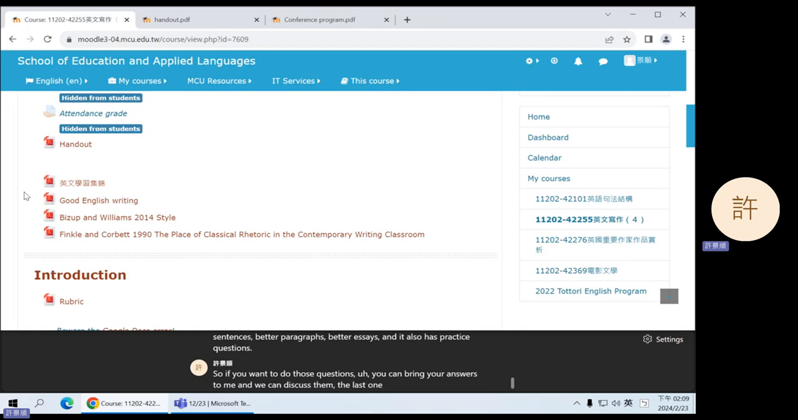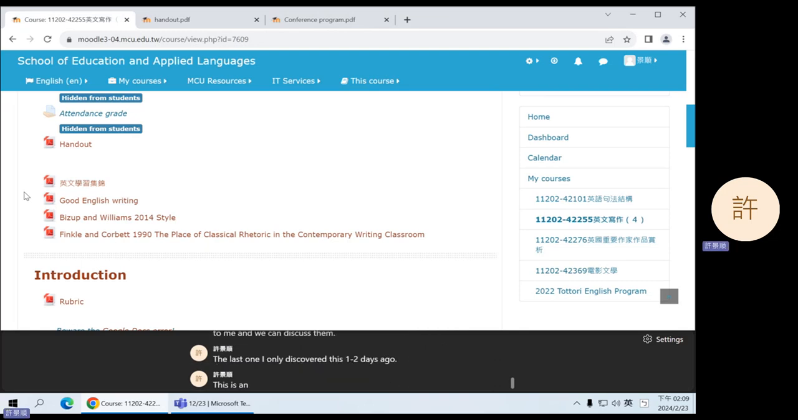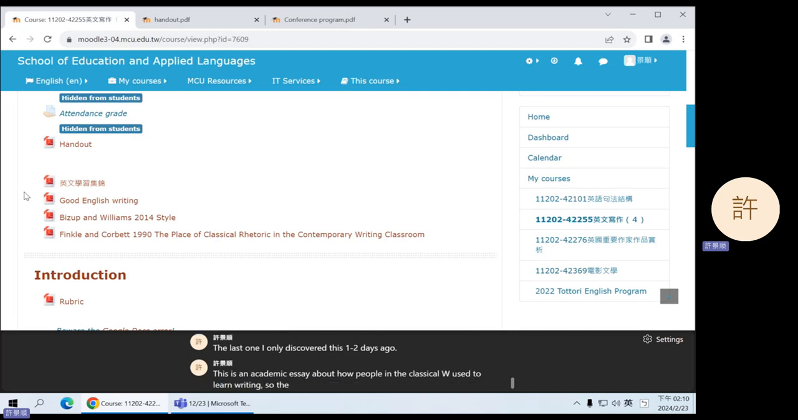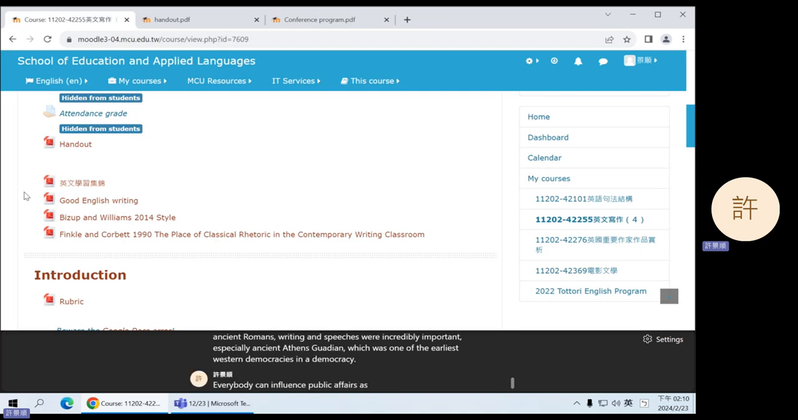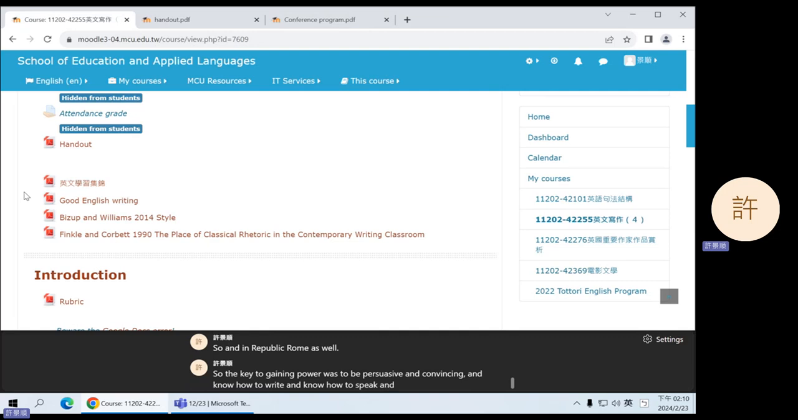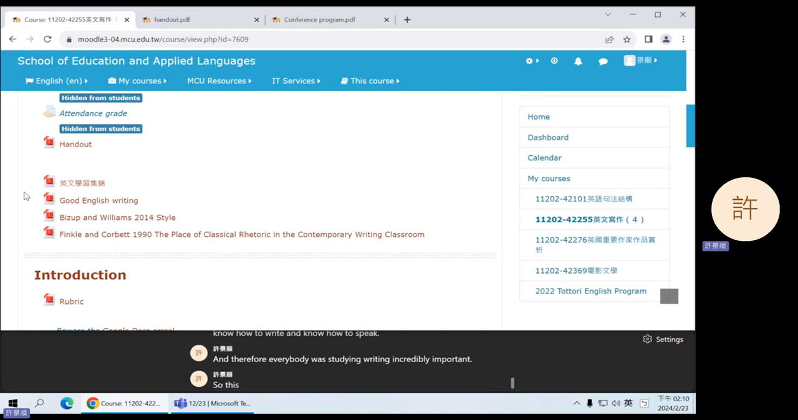The last one, I only discovered this one 2 days ago. This is an academic essay about how people in the classical West used to learn writing. So the ancient Greeks, the ancient Romans. For the ancient Greeks and ancient Romans, writing and speeches were incredibly important, especially ancient Athens, which was one of the earliest Western democracies. In a democracy, everybody can influence public affairs as long as they speak well and they write well. So, and in Republic Rome as well. So the key to gaining power was to be persuasive and convincing and know how to write and know how to speak. And therefore everybody was studying writing, incredibly important. So this essay goes over the kinds of things that students would do, the kinds of assignments that they would have.